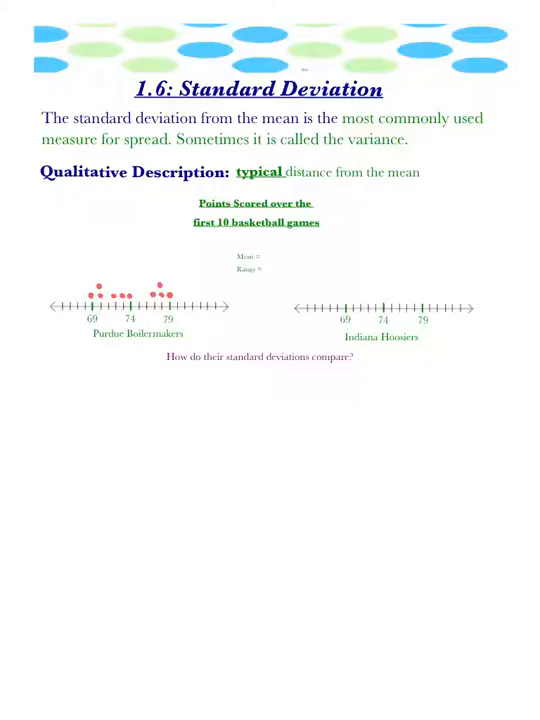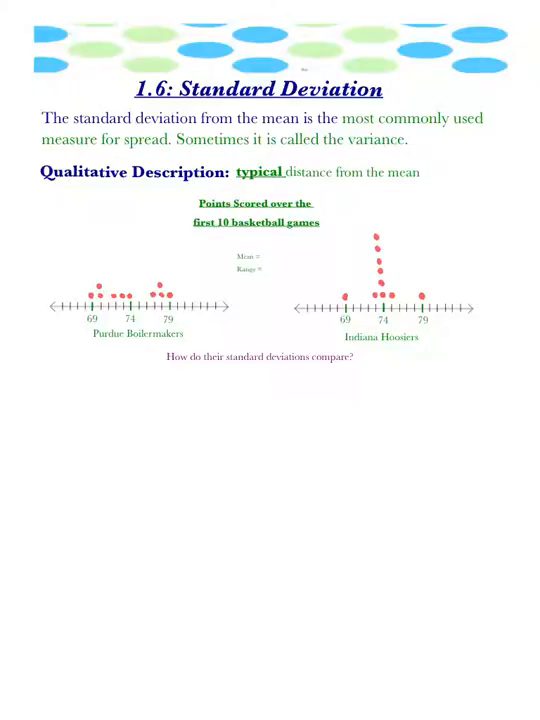Now the Indiana Hoosiers in their first 10 basketball games, they had one game where they scored 69 points, one game where they scored 73. Then they scored exactly 74 points 6 times. 1, 2, 3, 4, 5, 6. 75 points once and 79 points once.